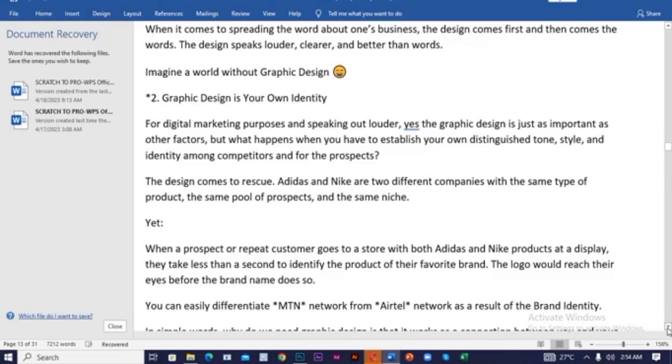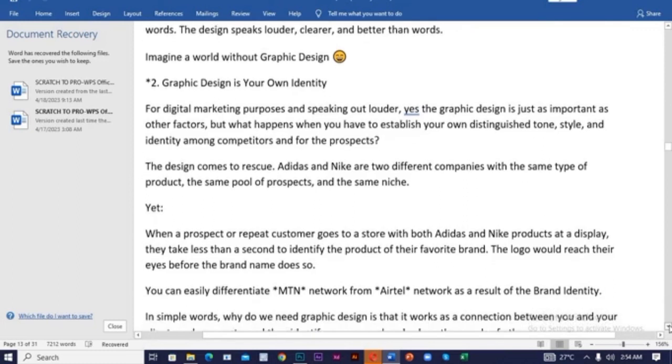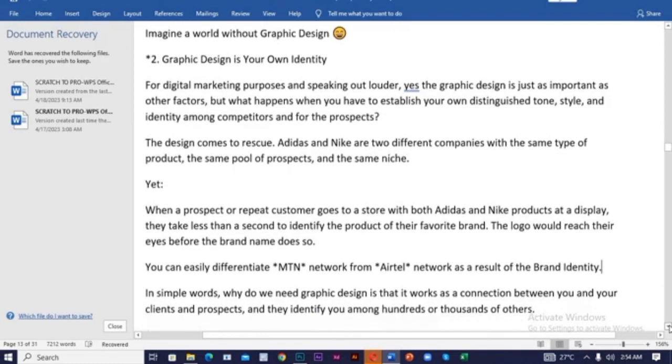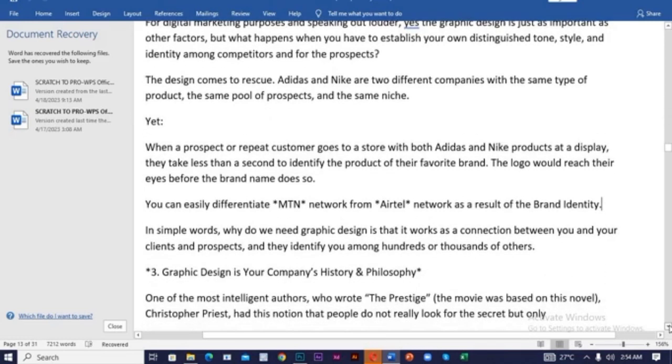The design comes to rescue. Adidas and Nike are two different companies with the same type of products, the same pool of prospects, and the same niche. Yet, when a prospect or repeat customer goes to a store with both Adidas and Nike products on display, they take less than a second to identify the product of their favorite brand. The logo would reach the eyes before the brand name does. So that is very important.